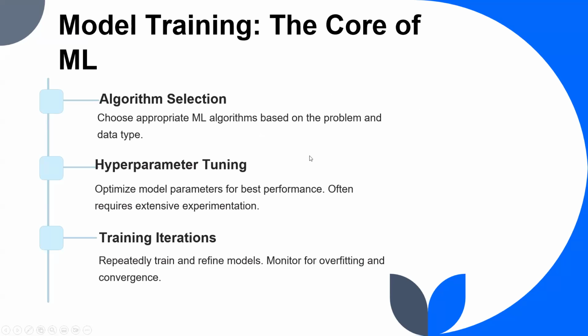And model training is the next activity. This is the core of the ML. And what steps are involved in model training? Algorithm selection, hyperparameter tuning, and training iterations. You can see there are compute resources involved here, and there's also an Azure service resource involved in this activity.